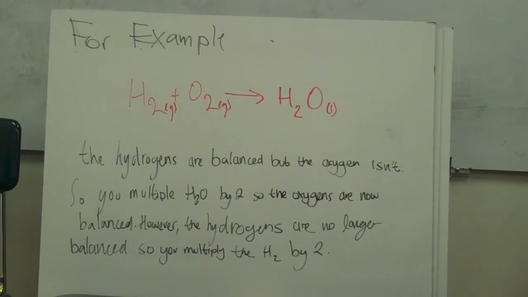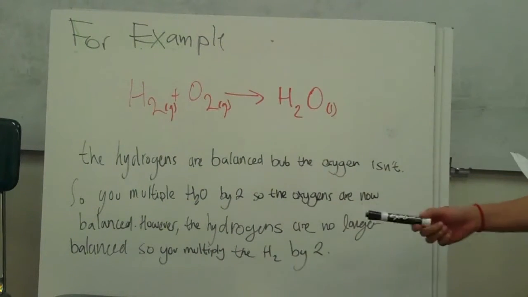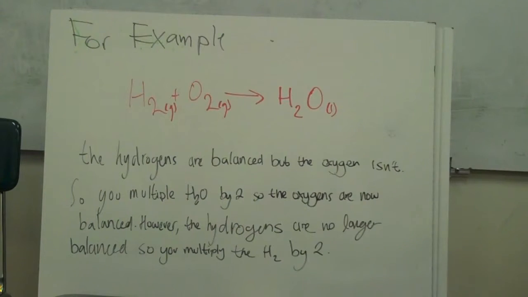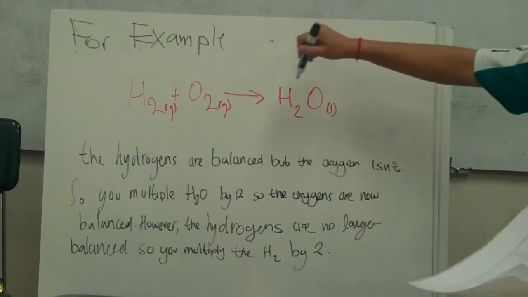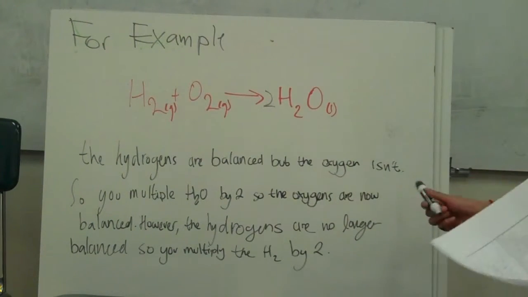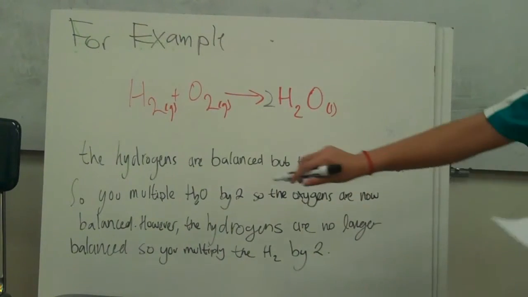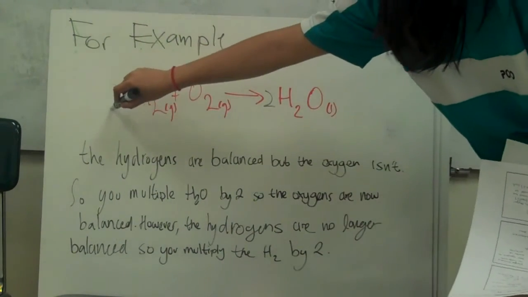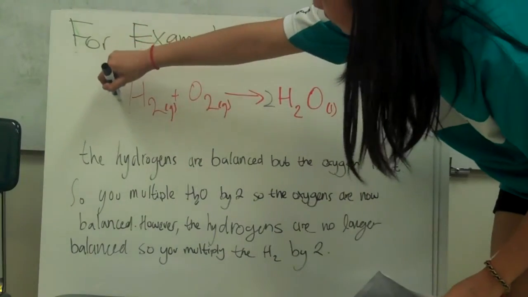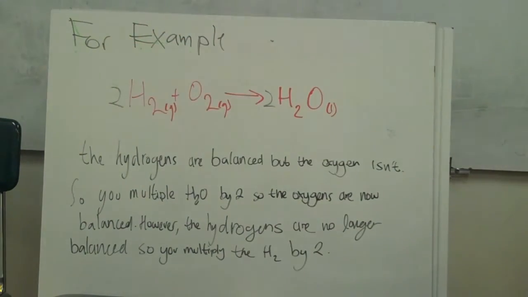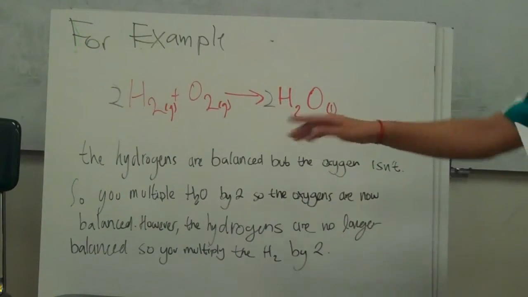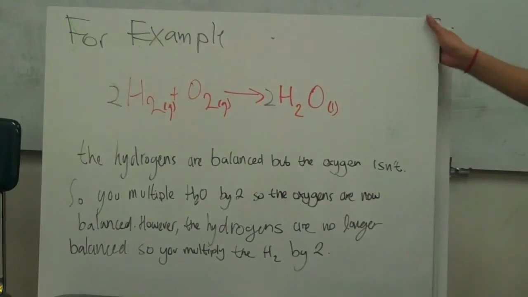So, for example, you have H2 plus O2 yields H2O. As you can see, the hydrogens are balanced, but the oxygens aren't. So, you need to multiply your waters by 2. But then you realize that you have too many hydrogens, so then you need to add another 2 over here. Oops. Now, your chemical reaction is balanced because you have 4 hydrogens, 2 oxygens.